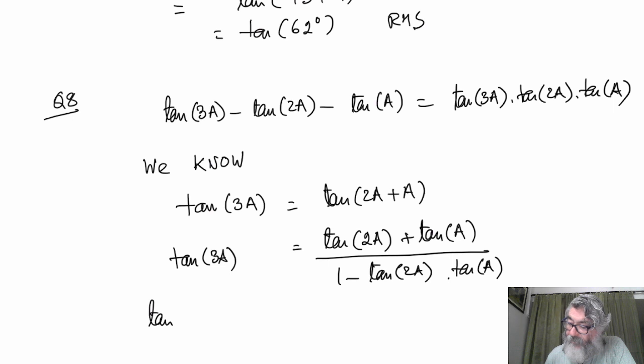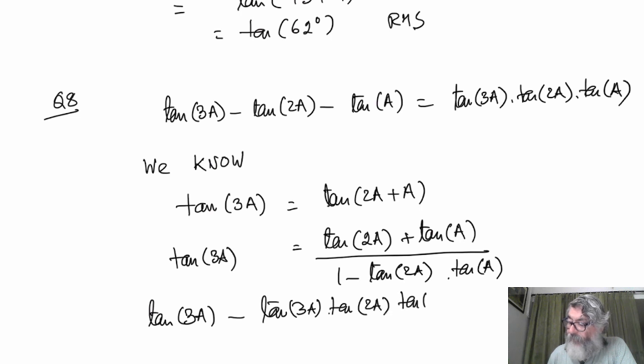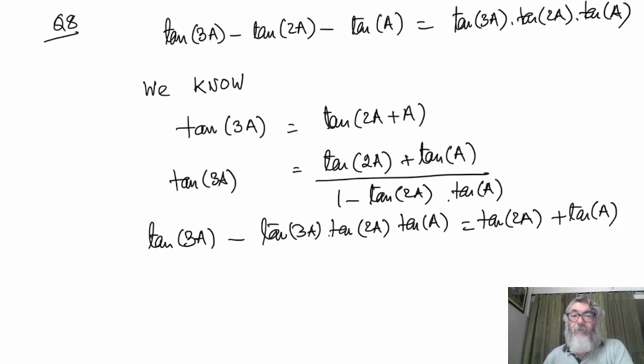When we cross multiply it, what will we get? tan 3A multiplied by 1 is tan 3A, then minus tan 3A tan 2A tan A is equal to tan 2A plus tan A. This is what we get. tan 3A into 1 is tan 3A, and then tan 3A multiplies with tan 2A and tan A, we get tan 3A tan 2A tan A, and on the right hand side I get tan 2A plus tan A.